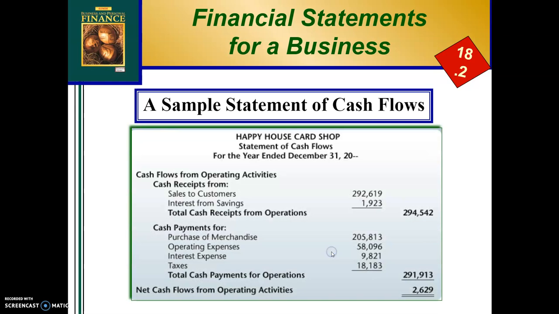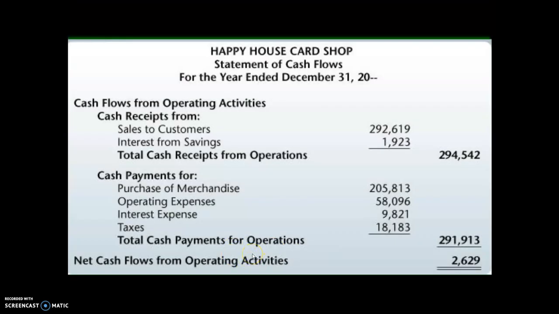Here's an example of a statement of cash flows. We can see that here are all of our cash inflows right here. We have sales to customers and interest from savings, $294,542. And then we have all of our cash outflows, which is our cash payments, to purchase merchandise, to pay our operating expenses, and pay interest on loans, as well as our taxes. So we have $291,913. That means we have a net cash flow in the positive from operating activities of $2,629, which means that we are stretched pretty thin on our cash account. We have just about as much cash coming in as we do going out.